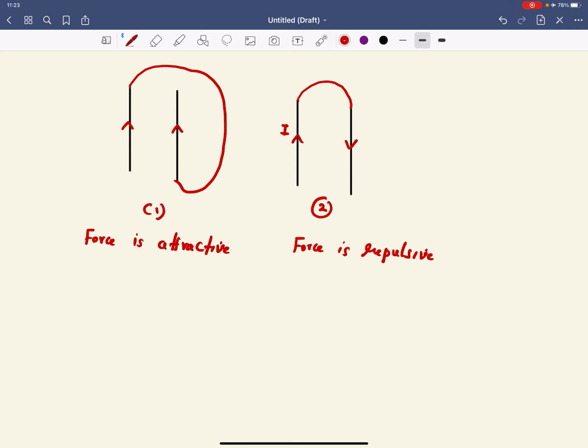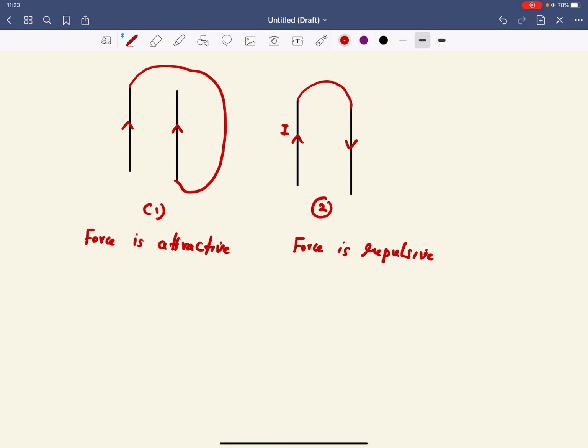Now how do we understand this? It is very clear that if we have two current carrying wires carrying currents in the same direction, the force is attractive, whereas in the other configuration where the currents are flowing in opposite directions, the force is repulsive. You can visually see that these wires go away from each other. So what is the reason? How do we understand this?